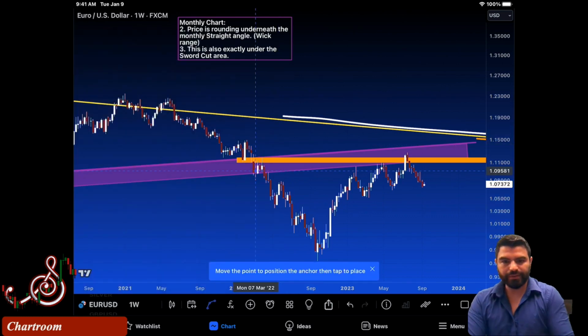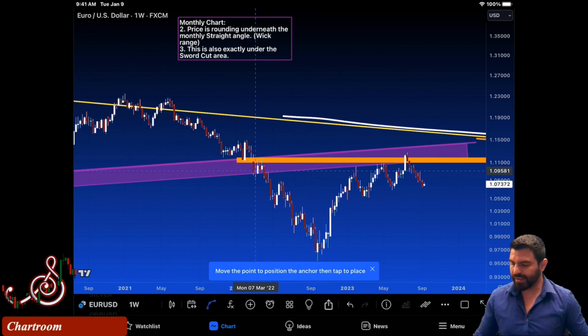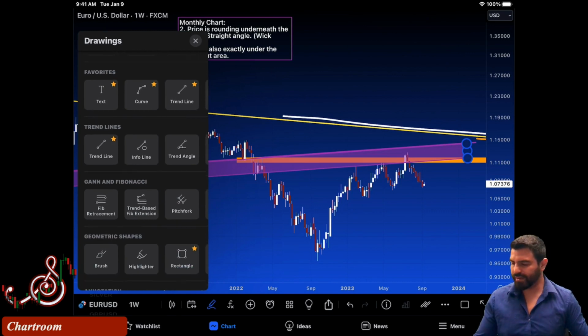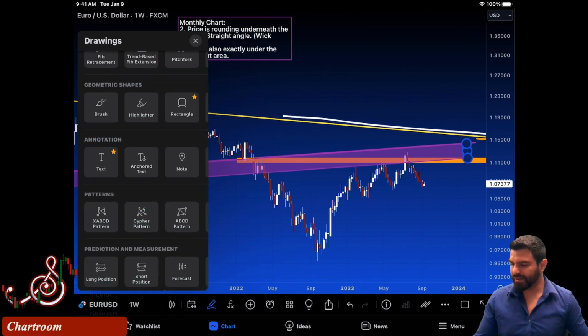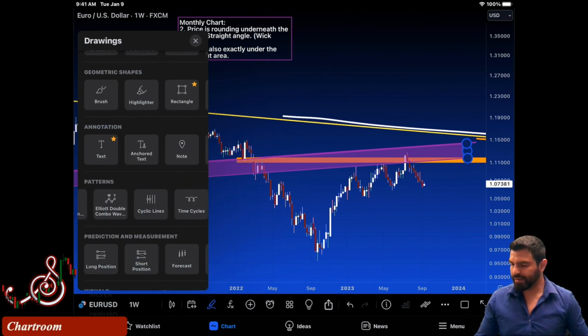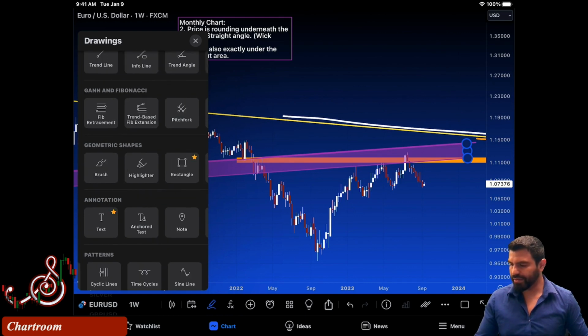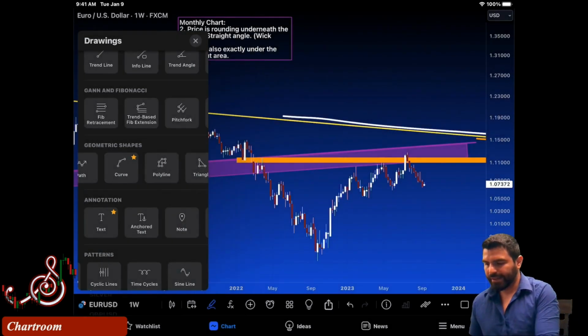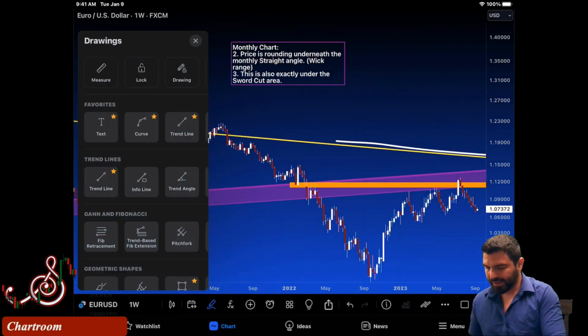We're going to take a curve tool, our parabolic. We click on curve under our favorites. Otherwise, it's going to be found under your geometric shapes, and one of them is going to say curve. Hold it down, add to your favorites. Let's draw that curve here.